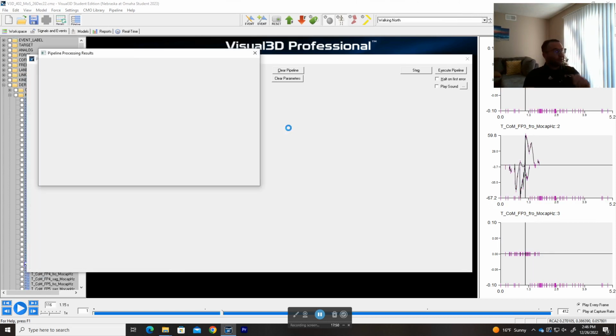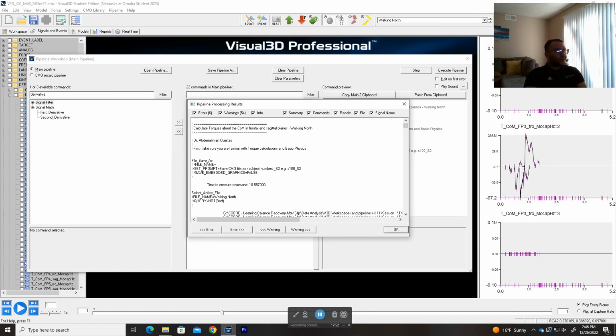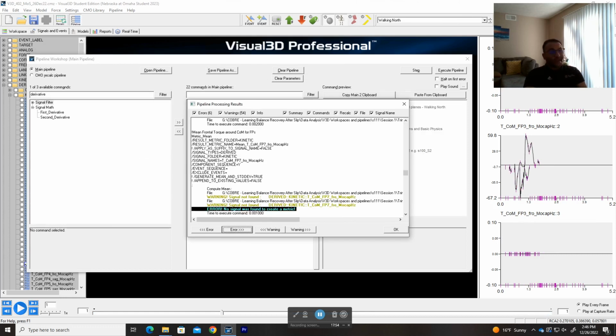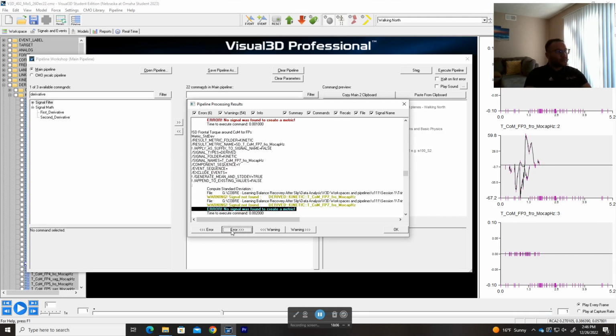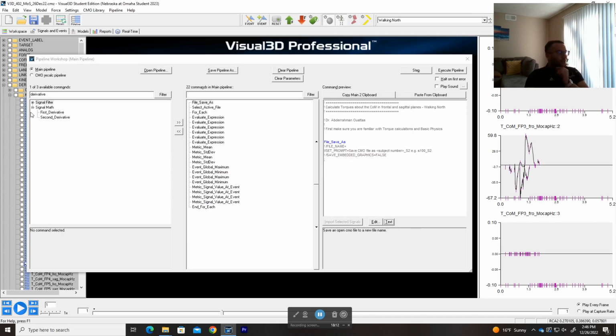I'm going to run everything, and you'll see everything is fine except for what I showed you. Here we have FP7, a force plate that does not have signal. It says error, no signal was found to create metric. If you don't have a signal on any of these force plates, it will not calculate it. But it doesn't matter now; it calculates everything else that has a signal.